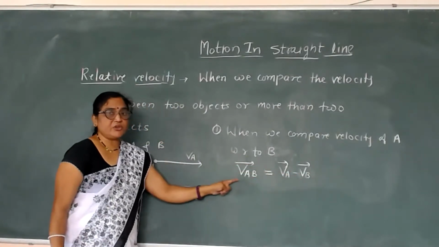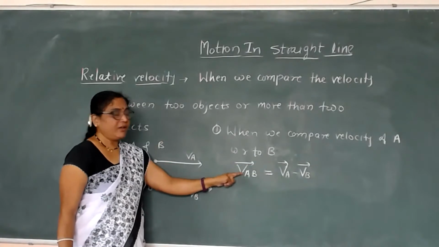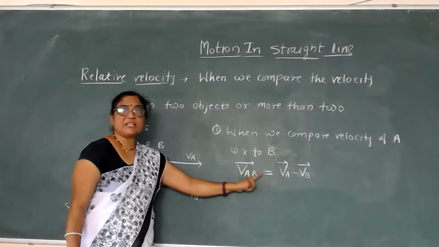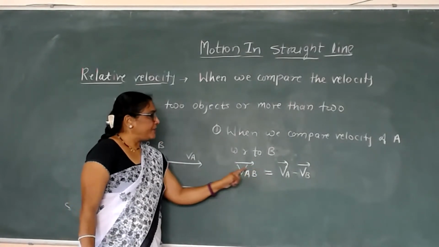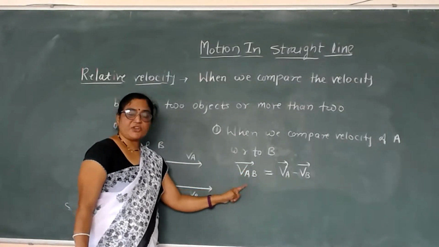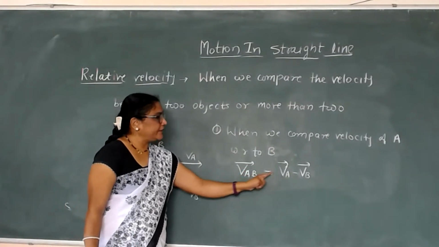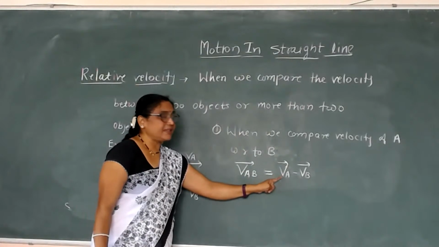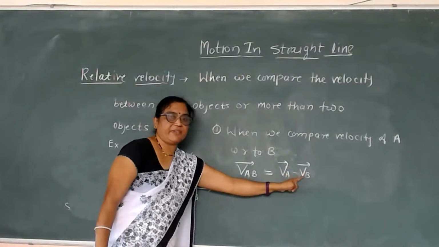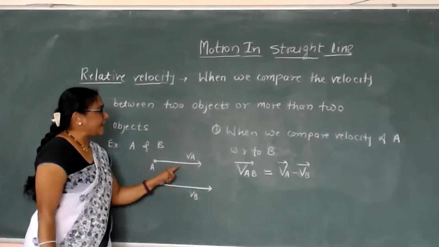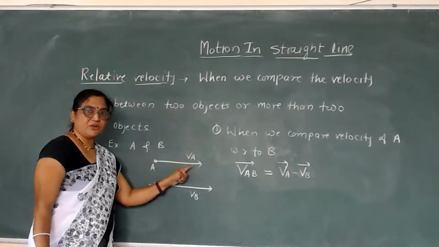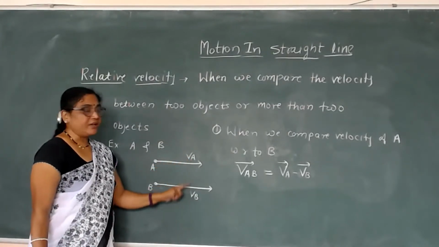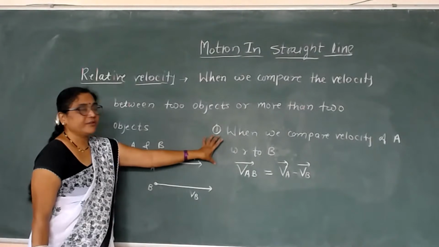This formula is used when we compare the velocity of A with respect to the velocity of B. When we compare the velocity of A with respect to B, we express it in the form VA minus VB. Here we say VA is moving slower than VB. So this is the relative velocity formula.